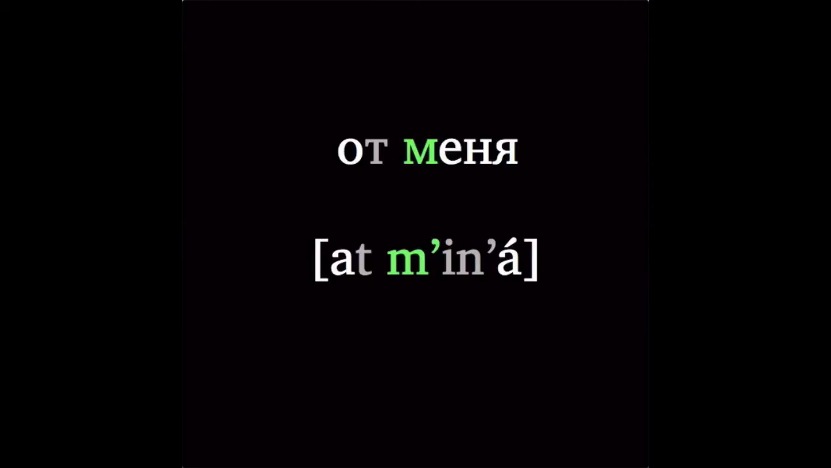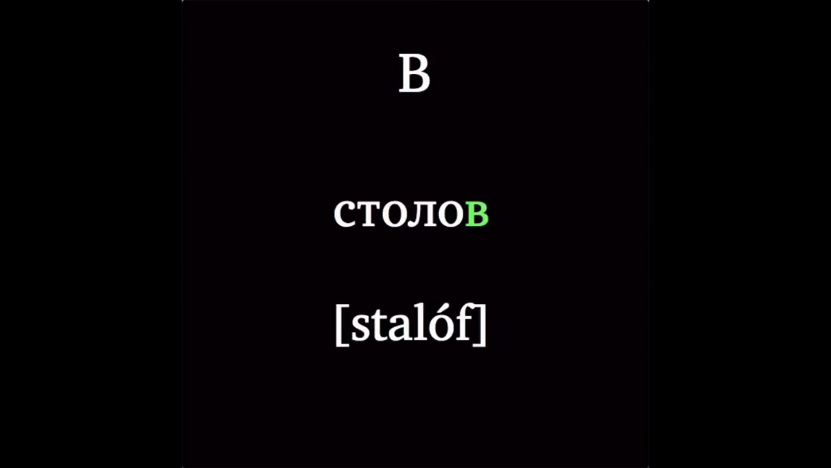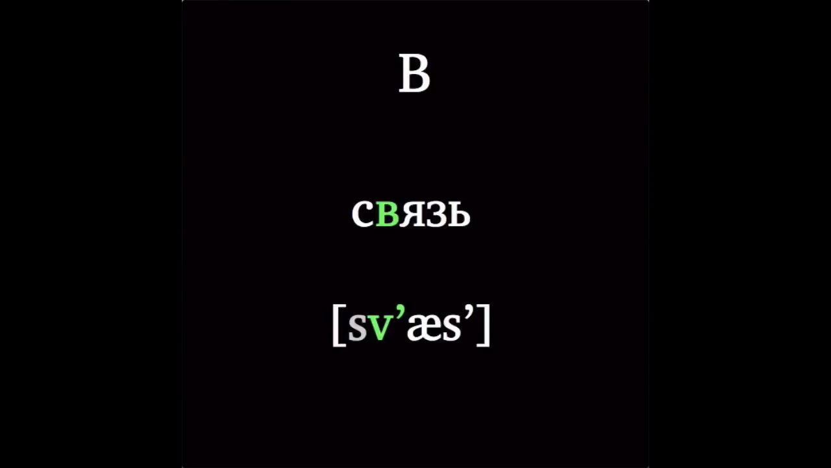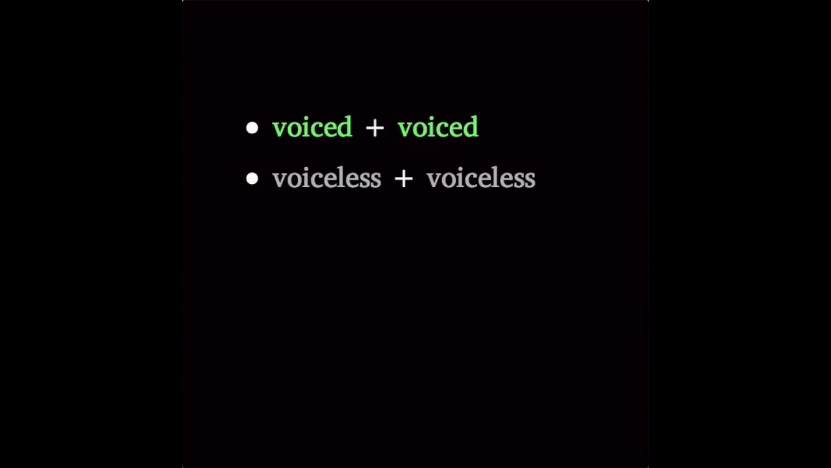От меня. And we should add one more exception, the letter V. Even though it does become devoiced at the end of a word, столов, it does not cause a preceding voiceless consonant to become voiced. So in this word, for example, the S remains voiceless even though it's followed by the voiced V. Связь.